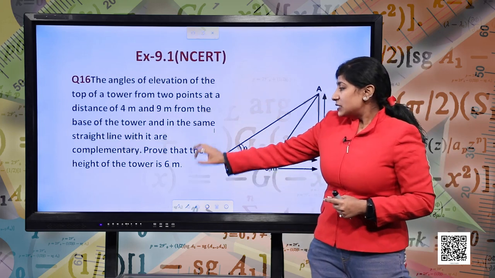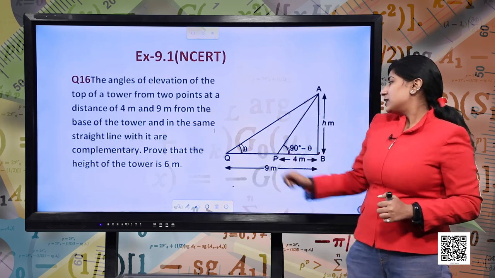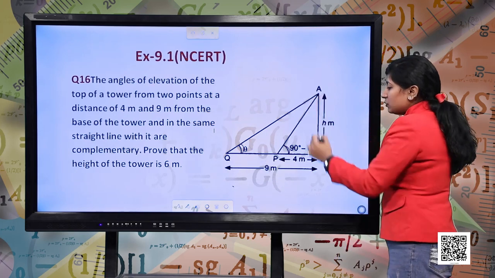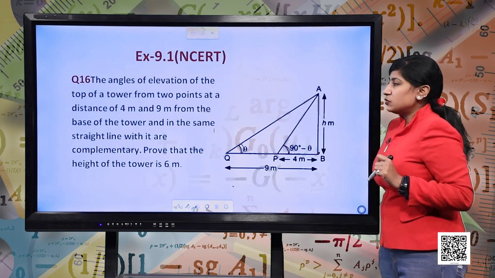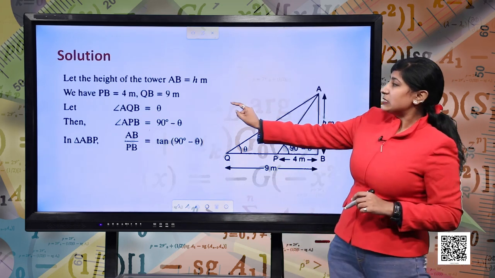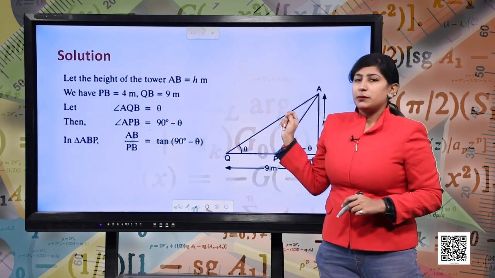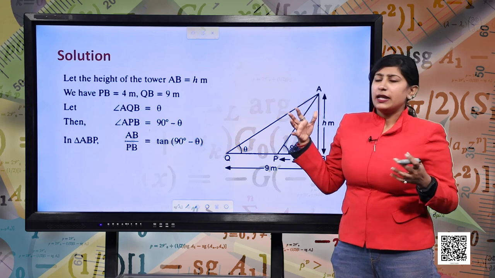What we have to do is, we need to prove that the height of the tower is 6 meter, which means we have to show that H is equal to 6 meter. So let us look at the solution. Let us assume that the height of the tower is H meter. You can take H, M, N, anything.